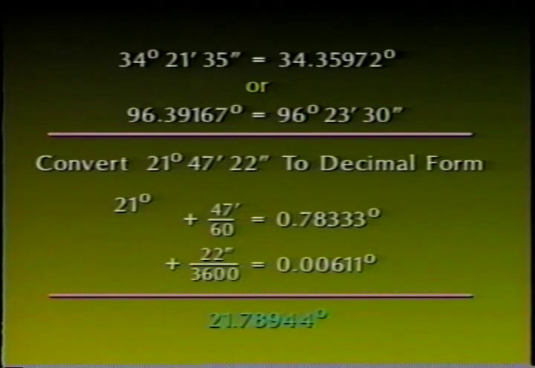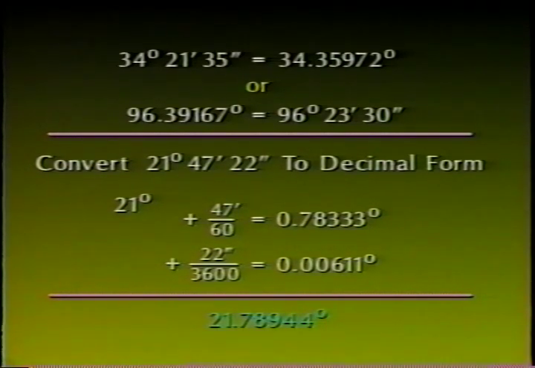When using degrees, minutes, and seconds in calculations, it is often necessary to convert them to decimal form and vice versa in order to make the numbers compatible with calculators being used. For instance, as shown here, 34 degrees 21 minutes 35 seconds converts to 34.35972 degrees in decimal format, or 96.39167 degrees converts to 96 degrees, 23 minutes, 30 seconds.